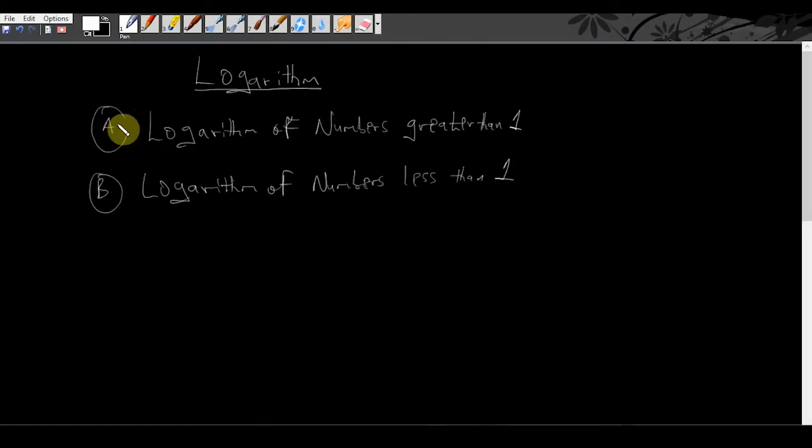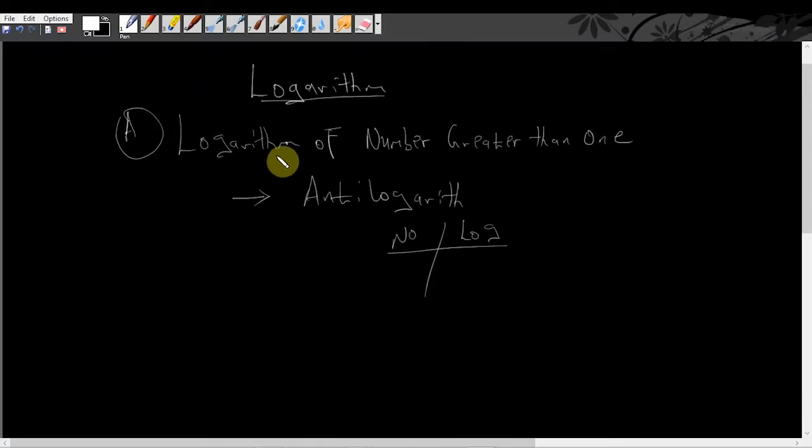Under this logarithm, we have logarithm of numbers greater than 1, and we also have logarithm of numbers less than 1. Let's begin with the first one. Now, before we continue into learning logarithm of numbers greater than 1, we need to know what antilogarithm is. Antilogarithm is simply the inverse of logarithm. That is, any number you turn to logarithm, with antilogarithm, you get it back to that original number.